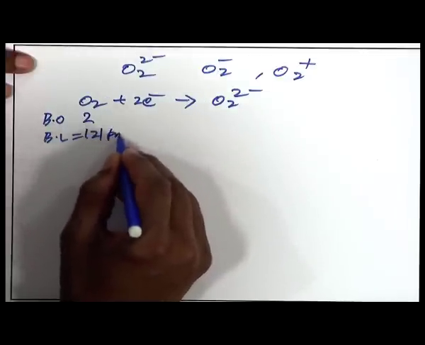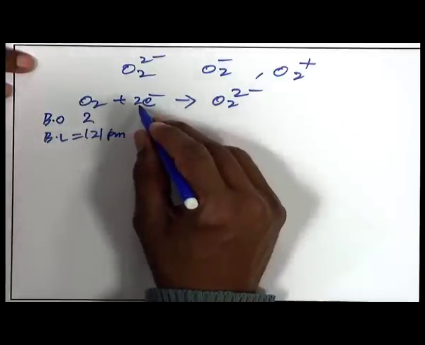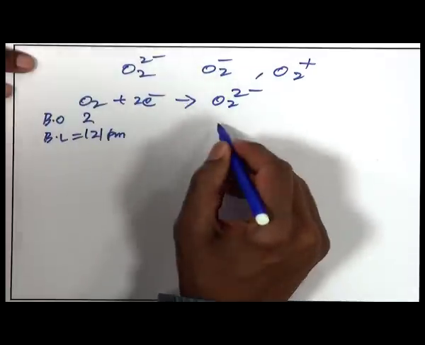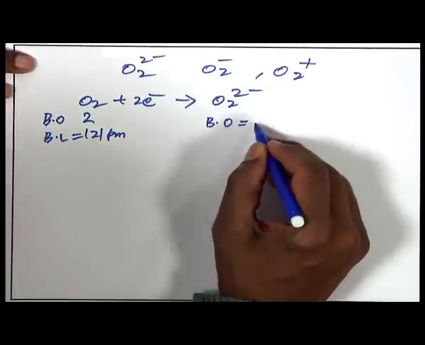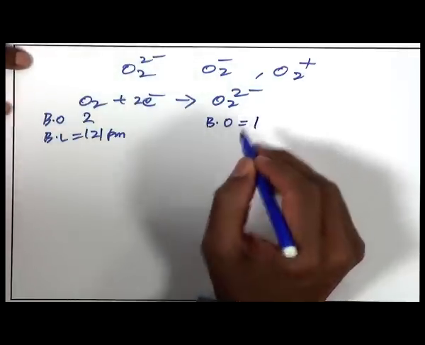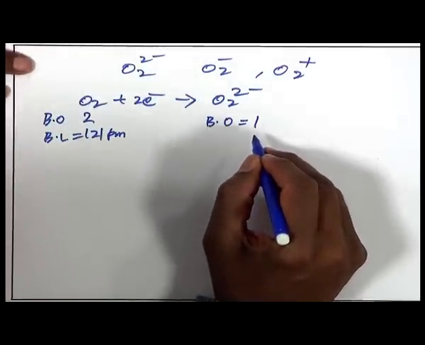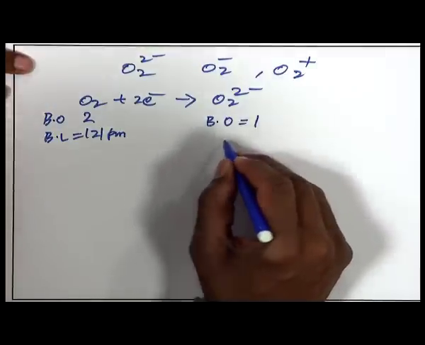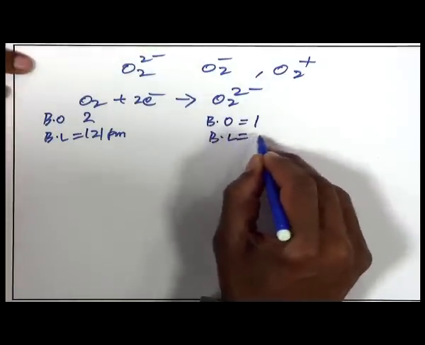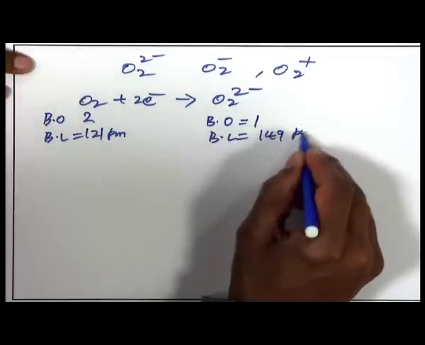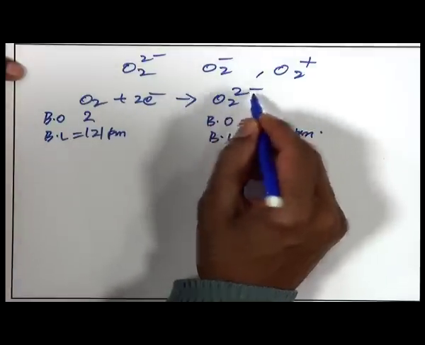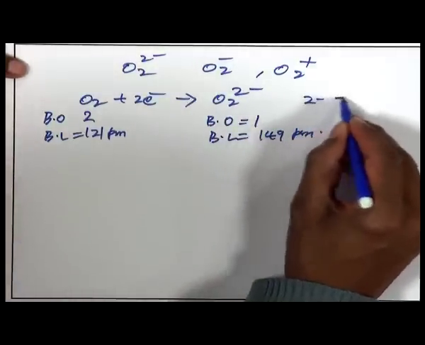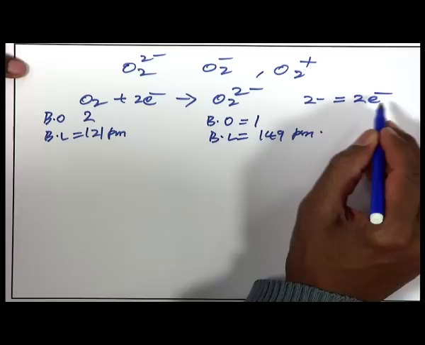121 picometer. And then 2 more electrons are given to the O2, and it is found that the bond order is 1, and the bond length is 149 picometer. So 2 minus means 2 electrons.